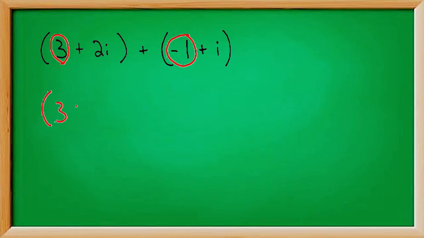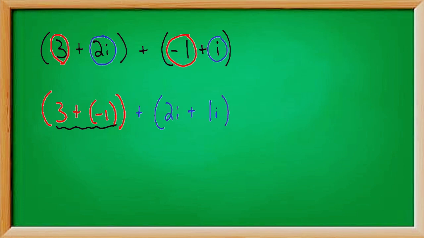We have 3 being added with -1, and we also need to add the imaginary numbers because they're also like terms. So we have a 2i and we have a positive i, which is just 1i. So we have 2i plus 1i. And now we just need to simplify this as much as possible. In red, we have 3 plus -1, which is a positive 2, and in blue, we have 2i plus 1i. 2 plus 1 is equal to 3, so that's equal to 3i. So here is our solution, 2 plus 3i.